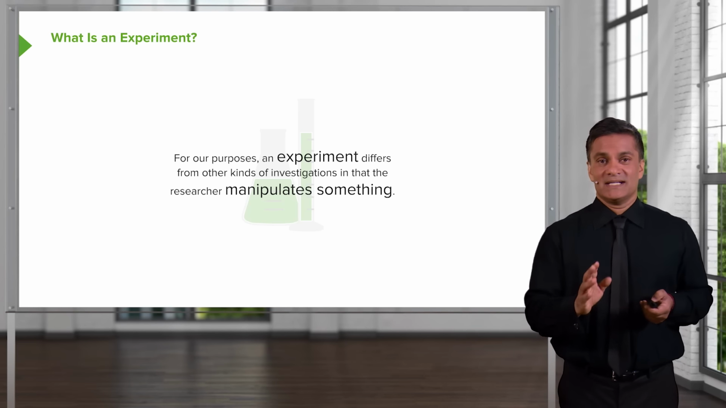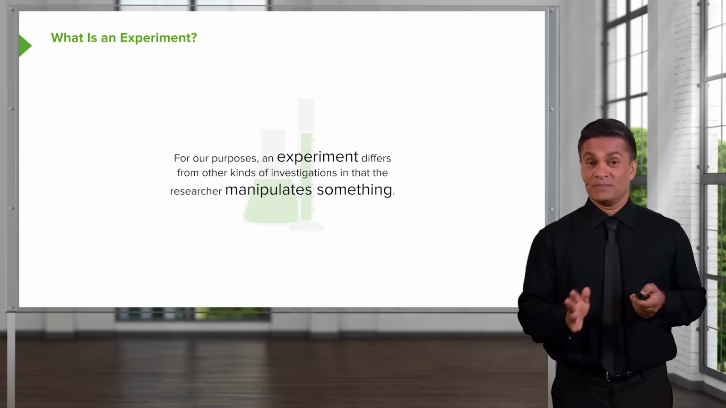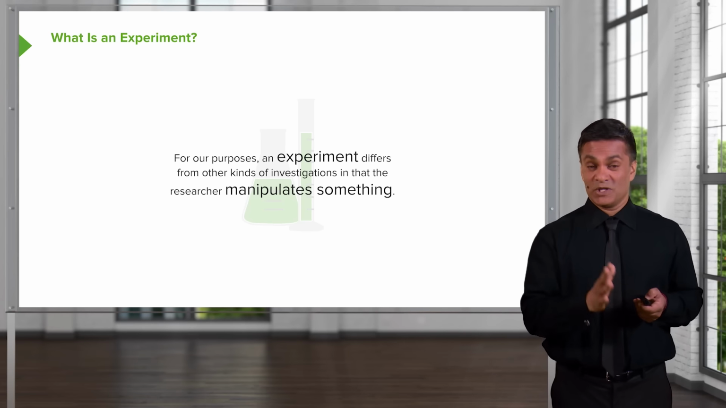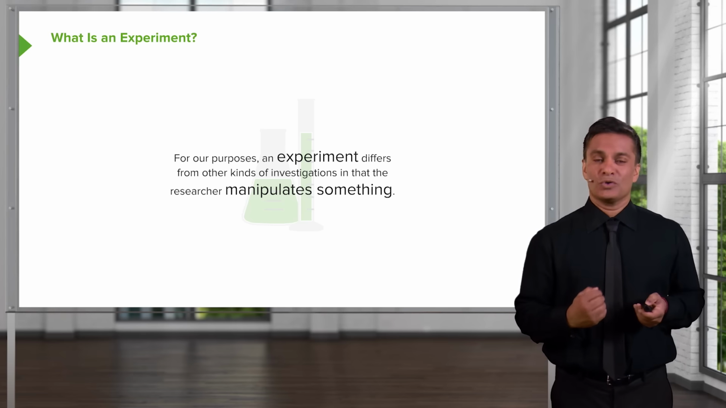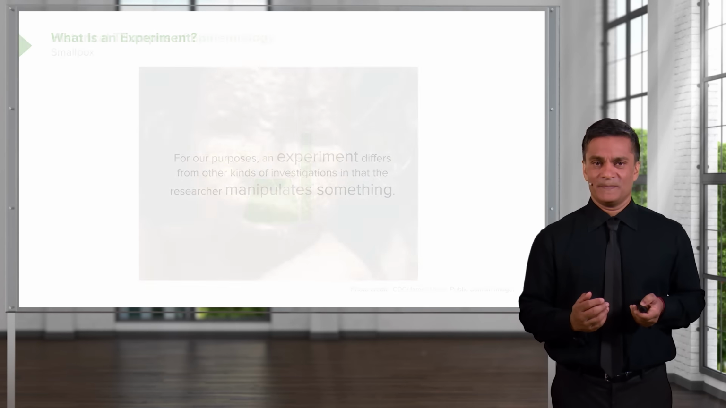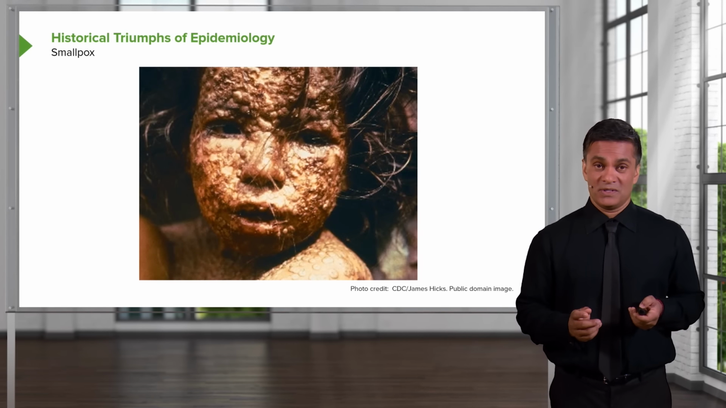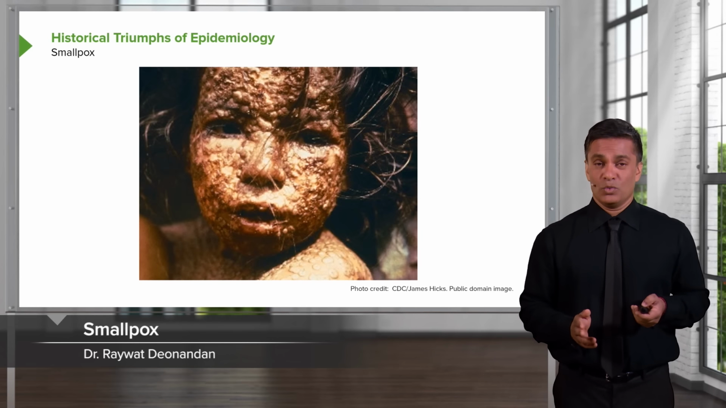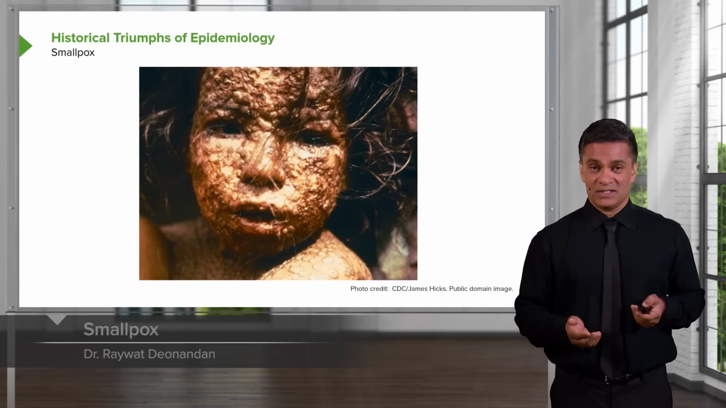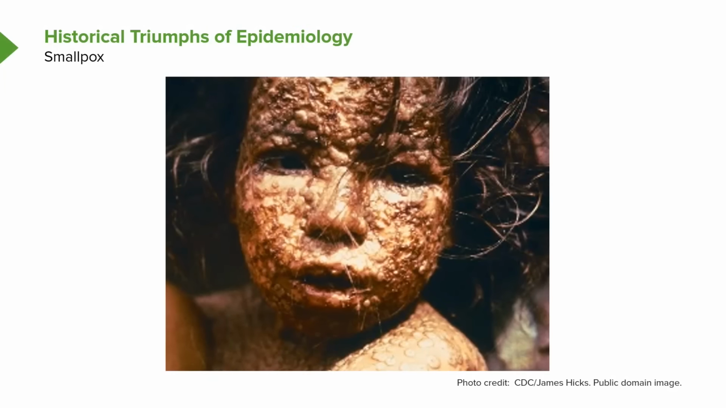Well, now that we've covered the differences between analytical and descriptive studies and differences between observational and experimental studies, let's look at some historical examples. In particular, I want to talk about the triumphs of epidemiology, one in particular, and it's this. You may recognize this photo. You may recognize this disease. This is smallpox, one of the great scourges of humankind, one of the great burdens of human civilization. And smallpox is particular because it is the first human disease deliberately eradicated by human beings. And we did this in 1980, in large part due to some innovative approaches by epidemiologists.